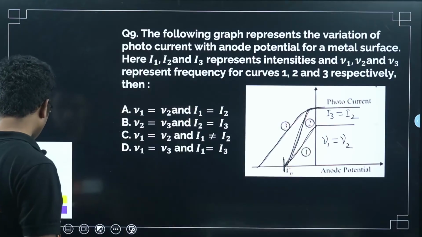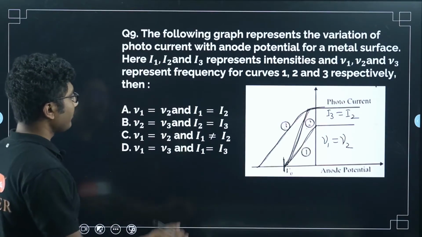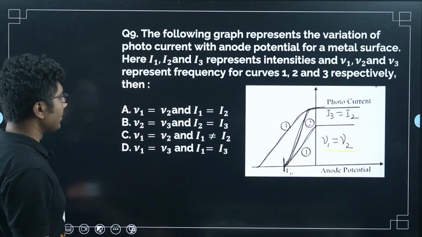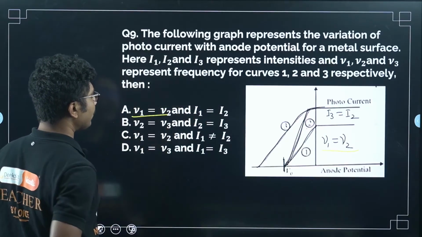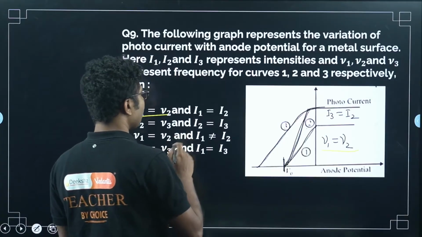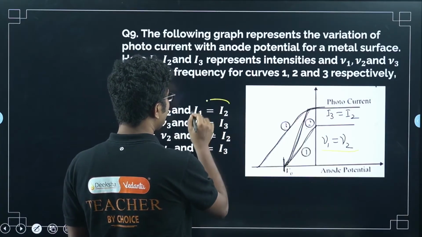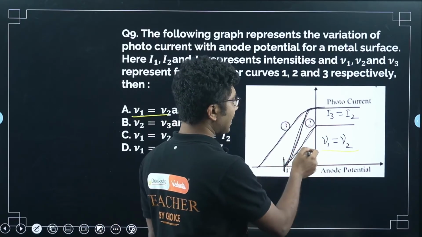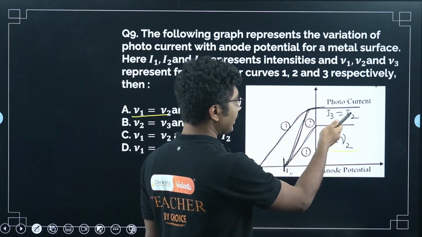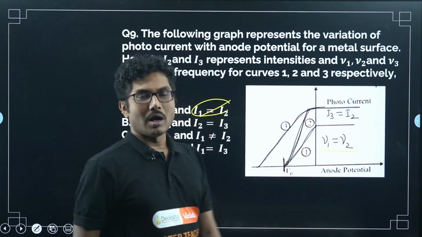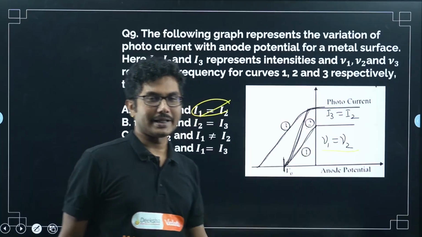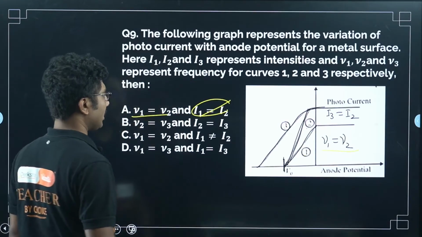Now let us check all the options given here. First of all, let us check where nu1 is equal to nu2 is given. So nu1 is equal to nu2 is given in the first option, but here they have also said I1 is equal to I2, but that is not correct. I1 and I2 are not equal because if I1 is equal to I2, then they would have the same saturation current, but that is not there. They have different saturation currents, so the intensity should not be equal, right?